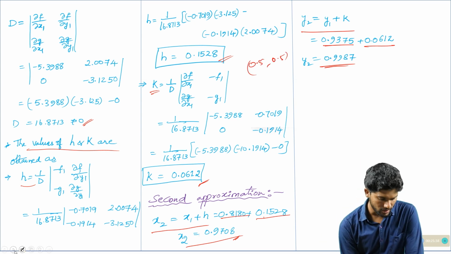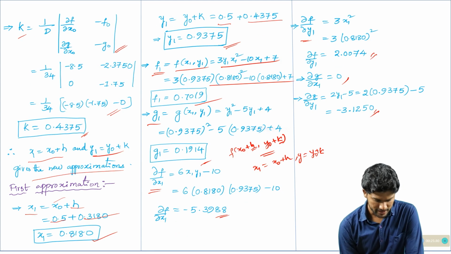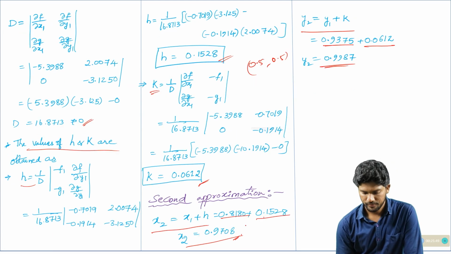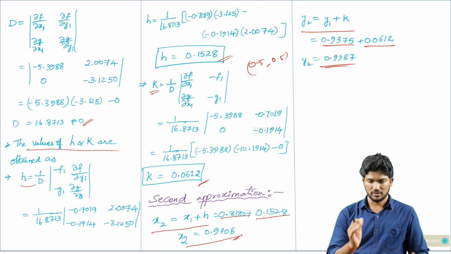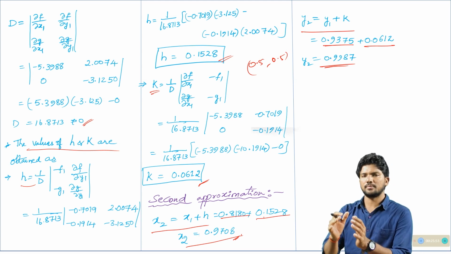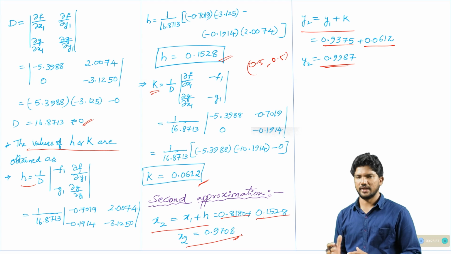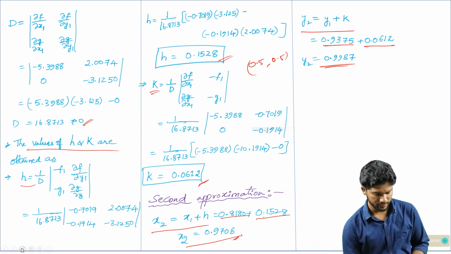Next, x1 we got 0.8, y1 we got 0.9. Next, x2 we got 0.9, y2 we got 0.9. That means all these approximations are gradually converging towards 1 comma 1, x is equal to y is equal to 1 comma 1.